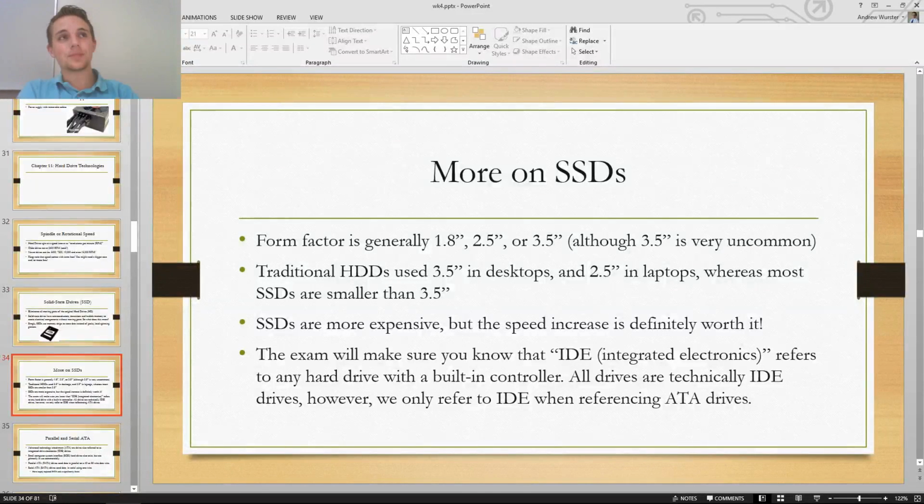The most common size is really 2.5 inch. I haven't seen 3.5 inch; it's really 2.5 inch that you'll mostly see them in. Traditional hard drives were 3.5 inch in desktops and 2.5 inch in laptops, even spinning platters. But so far, I've only seen SSDs as 2.5 inch.